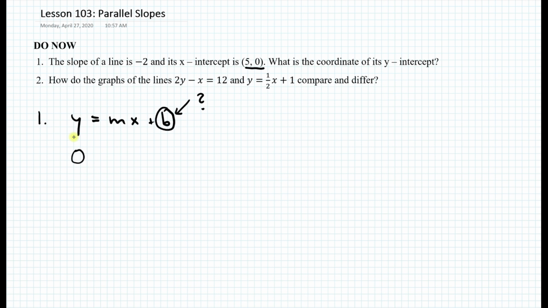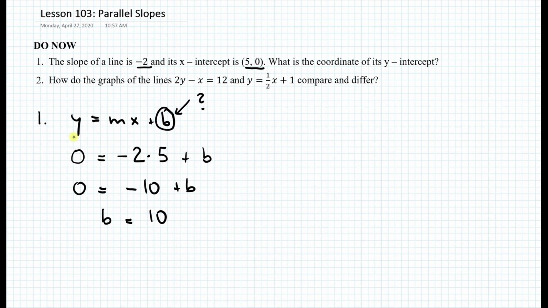So we can say that 0 is equal to, so we know that -2 is the slope, so it's -2 times 5 here, and then plus b, okay? So that means that in this case, we have 0 is equal to -10 plus b. Therefore, b has to be equal to 10. So we actually found the answer here.